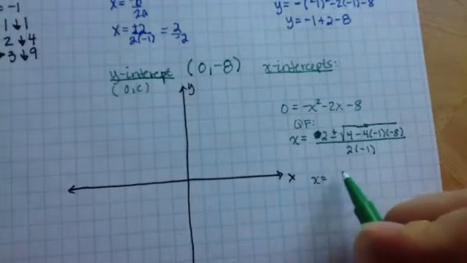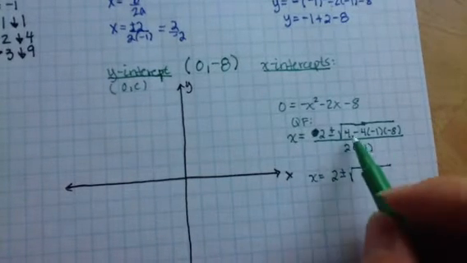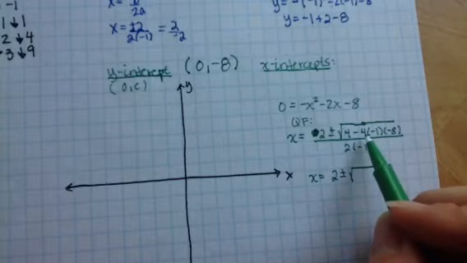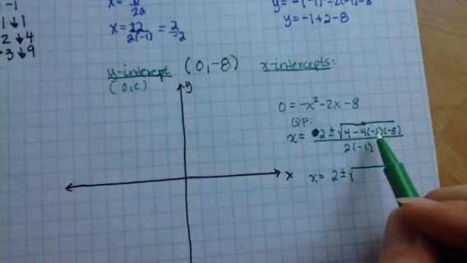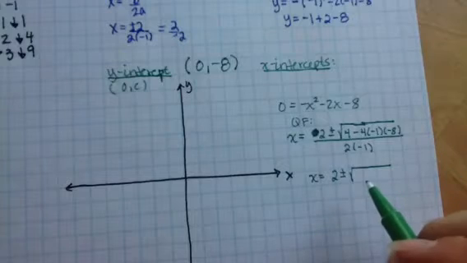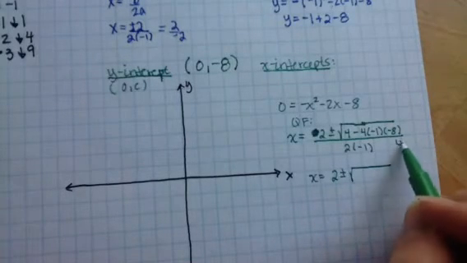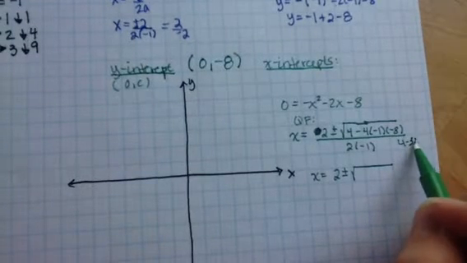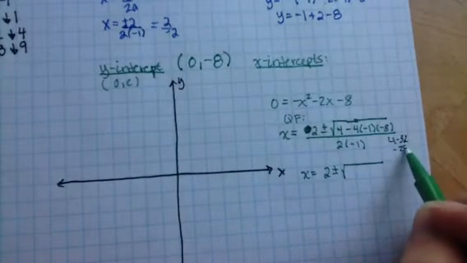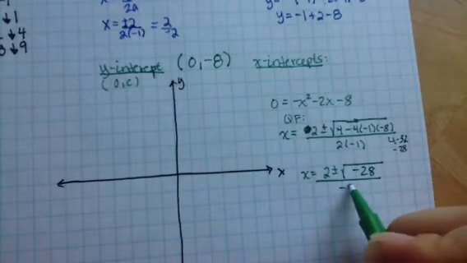So we get x equals 2 plus or minus the square root of 4, and then we've got negative 4 times negative 1 is positive 4, times negative 8 is negative 32. So that's really 4 minus 32 in the discriminant, which is negative 28. So we have negative 28 in the radical, all over negative 2.